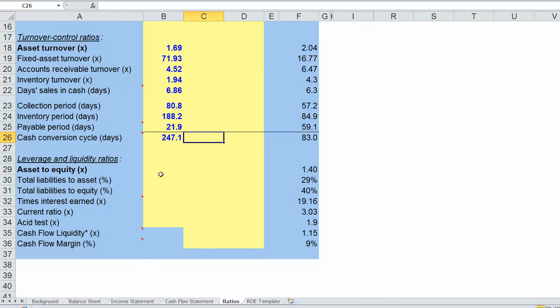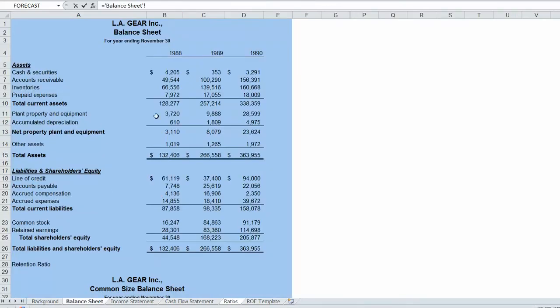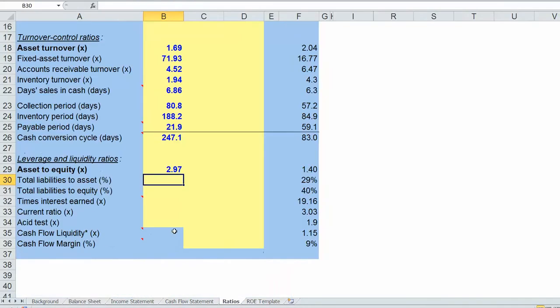Let's look at our leverage and liquidity ratios. Our leverage again was measured by assets to equity, so equals our balance sheet, total assets, 132,000 divided by our total equity of 44. Our asset to equity ratio is 2.97. In other words, we're using $1 in equity and $1.97 in debt to fund our assets.